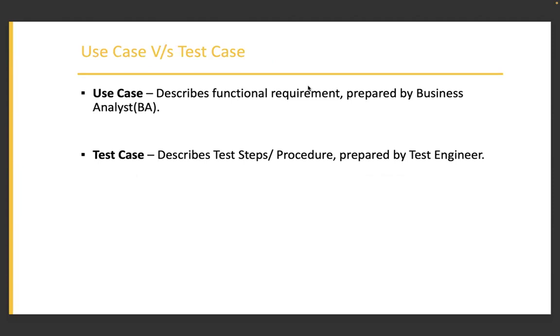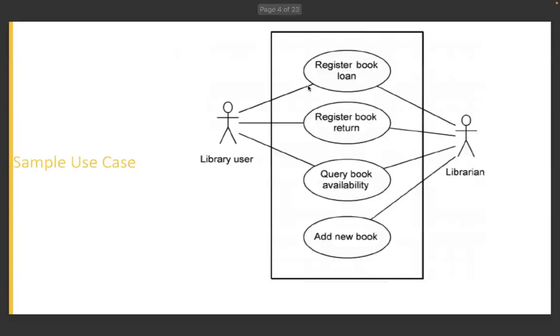Use cases are something we create based on the actors and the actions they are doing. When I say actor, guys, in the previous diagram you might have seen the library user and the librarian. These two are the actors. So what actions can these two actors perform?